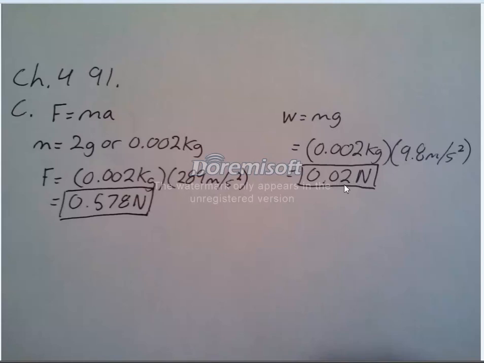So if you compare these two numbers, 0.578 newtons for its legs and 0.02 newtons for its weight, we can determine that there's a small force acting on it due to gravity. Its weight is really small, 0.02 compared to the 0.578. Therefore, we can ignore its weight. So part C would be yes, we can ignore its weight.